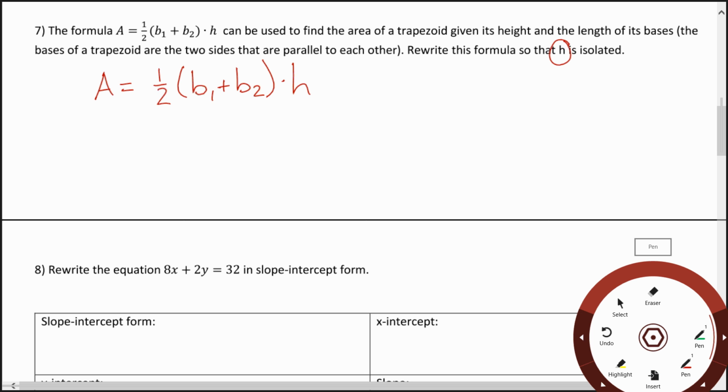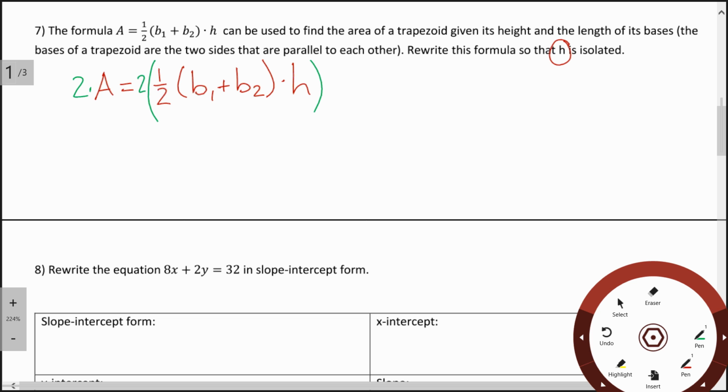One of the things that I really like to do whenever I see fractions, I will often do this trick. I'm going to multiply both sides by the number 2. And the reason why I'm choosing to multiply by 2 is because if I multiply 2 and 1/2, I get the number 1. A number times its reciprocal equals 1.